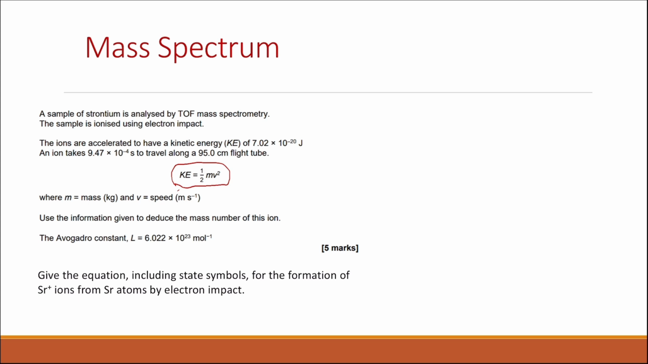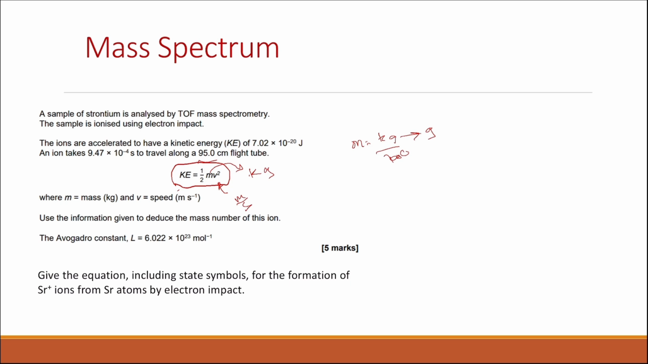Remember that the mass that you use in the equation is in kilograms, not in grams. So if you're going to find the mass, remember that the value you get is in kilograms. The speed, v, is in meters per second. Sometimes they give you the distance in centimeters, so you have to change that into meters. When you calculate the value of m, it's going to be in kilograms, so you have to change this into grams by multiplying by 1,000.